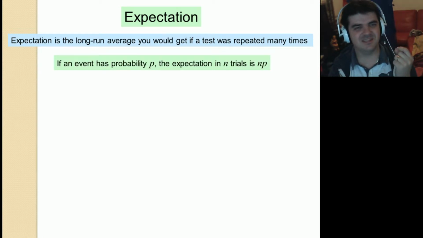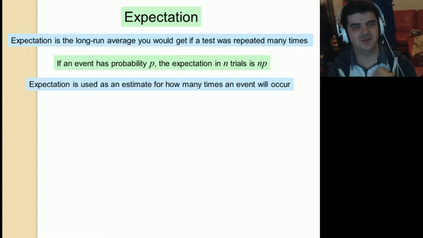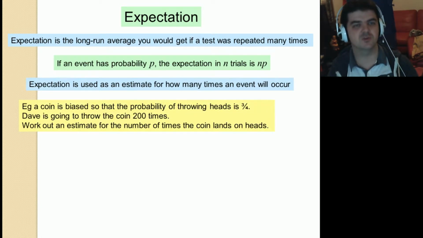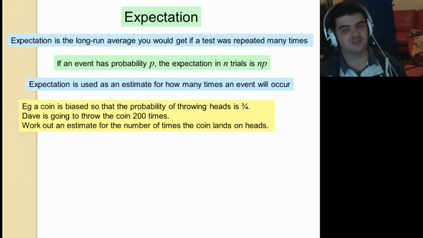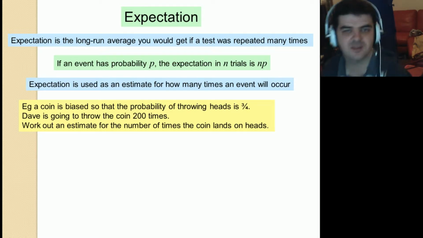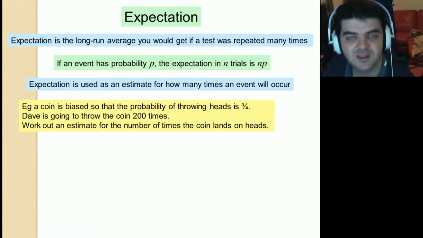The definition is, if an event has probability p, the expectation in n trials is n multiplied by p, but we'll just see. It's using an estimate for how many times an event will occur. So a coin is biased so the probability of throwing heads is 3/4. Dave is going to throw the coin 200 times.